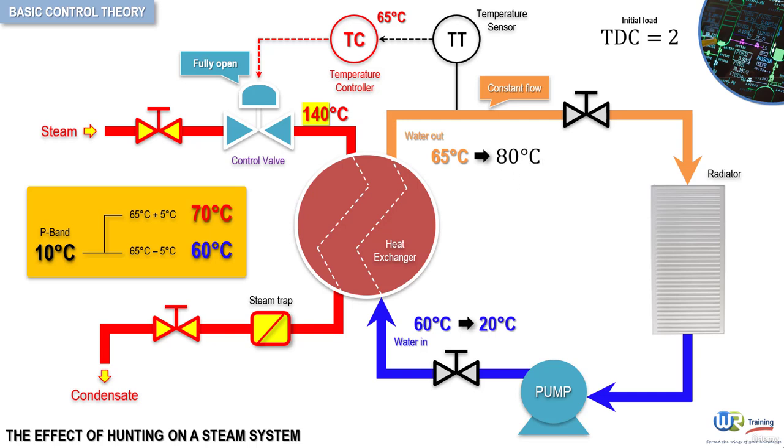The heat exchanger new outlet temperature is 80 degrees Celsius, which is now above the proportional band, and the sensor now signals the controller to shut down the steam valve. The steam temperature falls rapidly, causing the outlet water temperature to fall, and the steam valve opens yet again. The system cycles around these temperatures until the control parameters are changed.